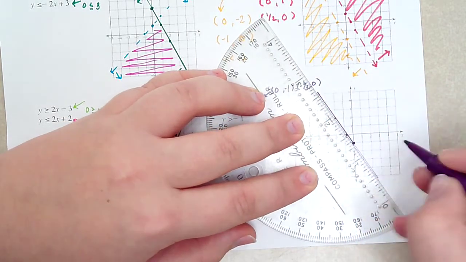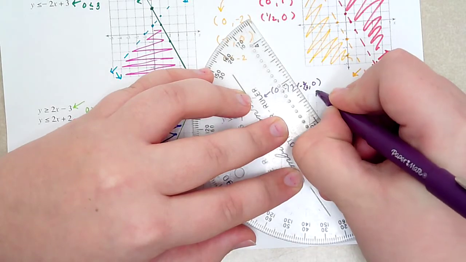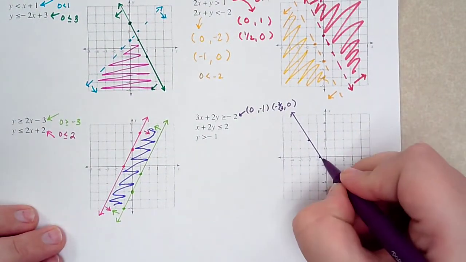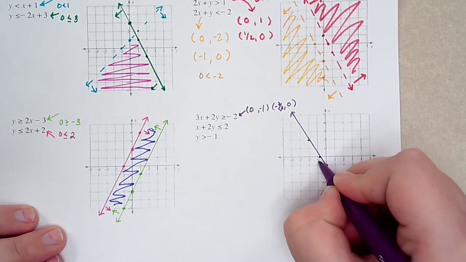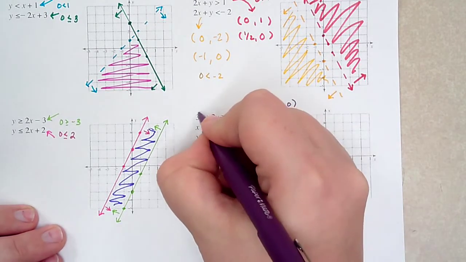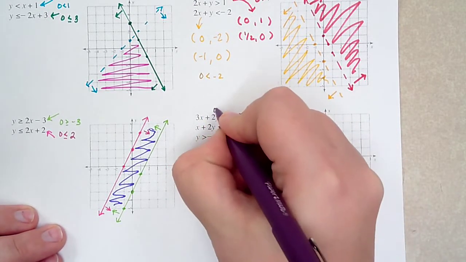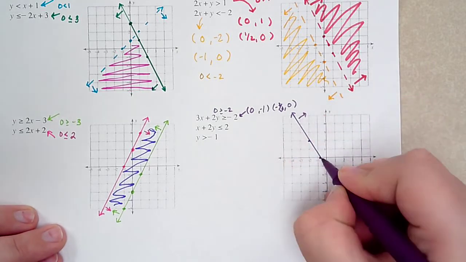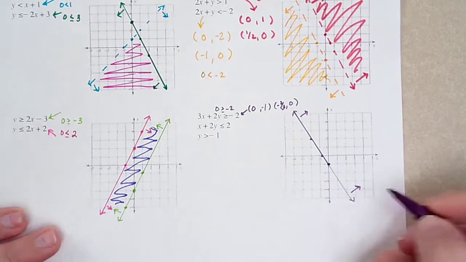Looks like that. Ooh, my pen is running out. All right. Check that 0, 0. Do I shade towards my origin or away from my origin? 0, 0. Is 0 greater than -2? Greater than or equal to -2? Yeah, it is. So we're going to shade towards the origin, towards the point that works.